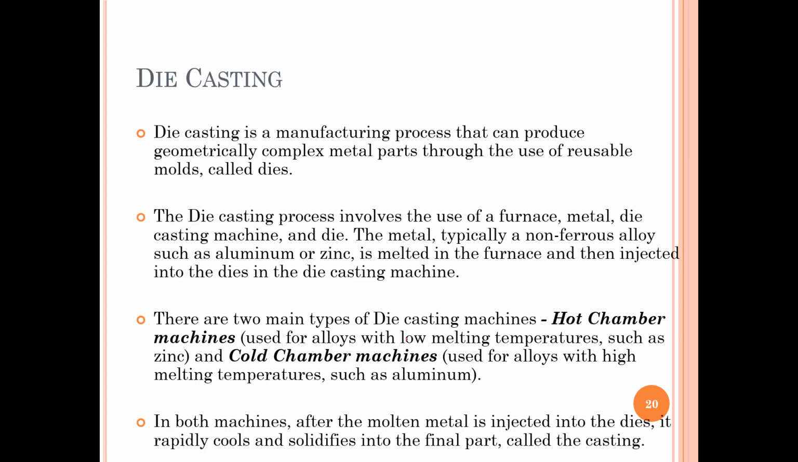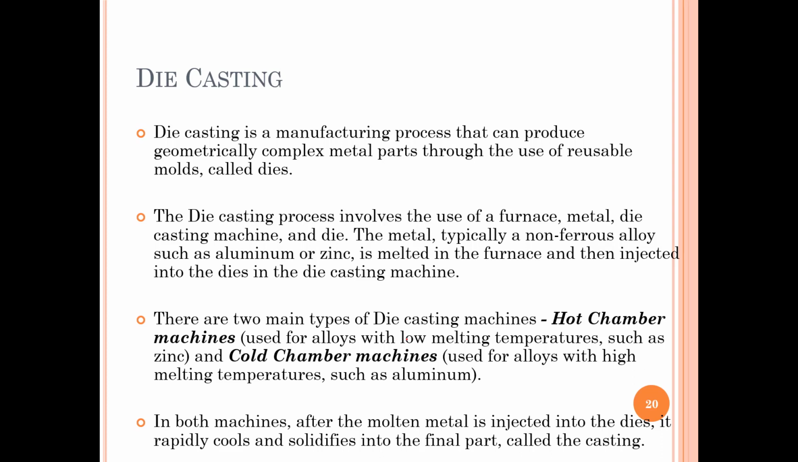Next type of casting is die casting. It produces geometrically complex metal parts through the use of reusable molds called dies. The die casting process involves the use of a furnace, a metal die casting machine and a die. The metal, typically a non-ferrous alloy such as aluminium or zinc, is melted in the furnace and then injected into the die in the die casting machine.